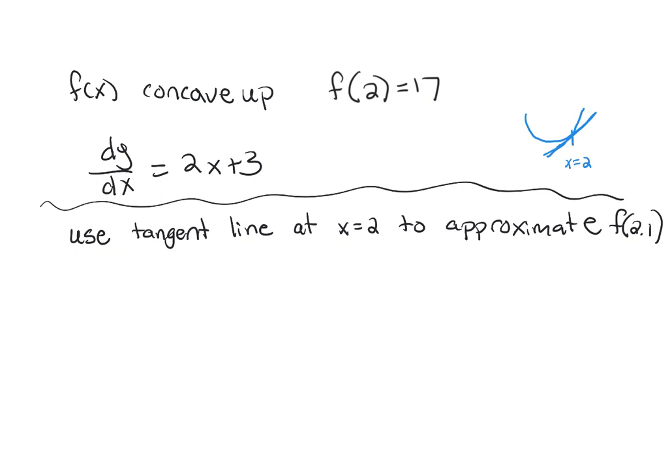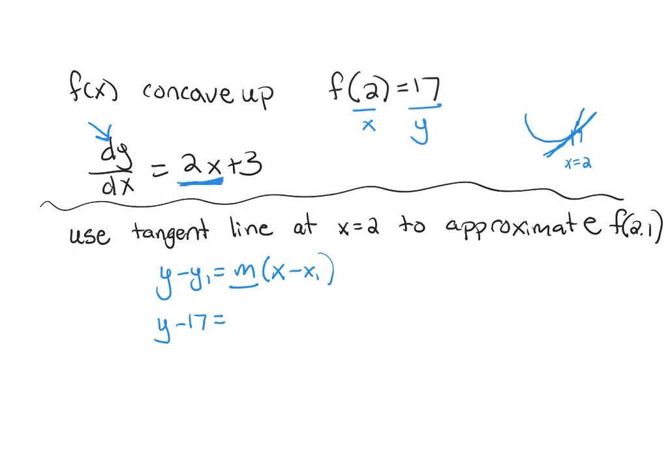And we are going to use our tangent line at 2.1 to approximate f of x at 2.1. So let's use this information to write a tangent line. We know x and y, and then we have to find m. Well, m is the slope. We have the derivative, and the derivative gives us the slope when x is equal to 2. So y minus 17 equals, okay, here 2 times 2 plus 3 is 7, times x minus 2. I'm going to convert this to slope-intercept, so I have 7x plus 3.